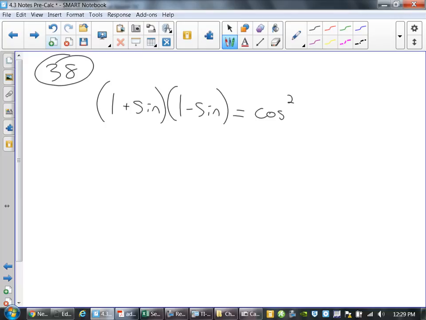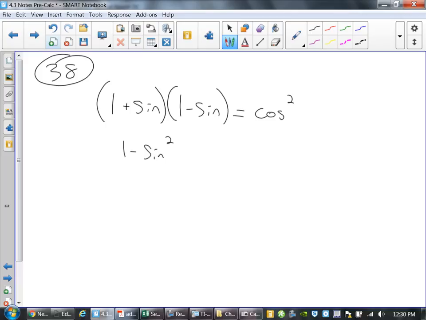What would you do? Cry. Well, after you cry, what would you do? Foil. Good. Look at the back of the book. Do you agree that this is 1 plus something, 1 minus something, so it's a difference of squares? This is the same pattern as x plus 2, x minus 2. So if I recognized the pattern, wouldn't that just be 1 minus sine squared?